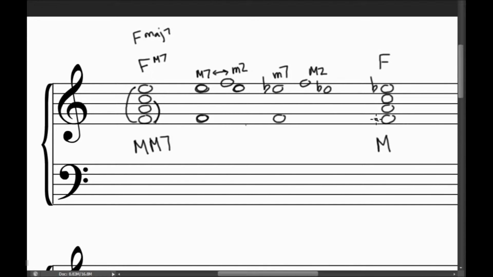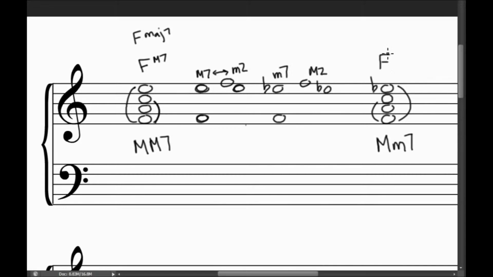So I have, again, my major triad and my minor 7th. So here's my capital M for my triad, and I'm going to write a little m and a 7 to show that I have a minor 7th. So the quality of this chord would be major minor 7.